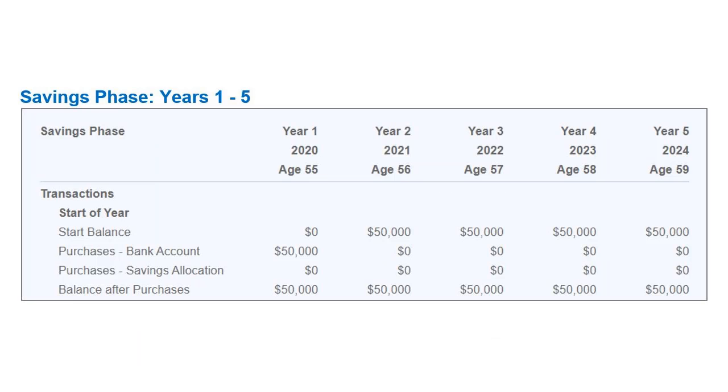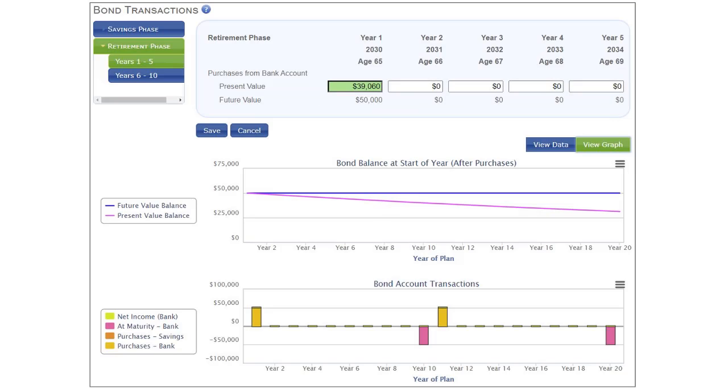This 10-year bond is a new account and has no current assets. The 10-year bond, $50,000, will be purchased from the transaction account in year 1 of the savings phase. In year 1 of the retirement phase, a bond costing $30,060 present value is purchased. This is a future value of $50,000. No allocation is made from the investment plan.